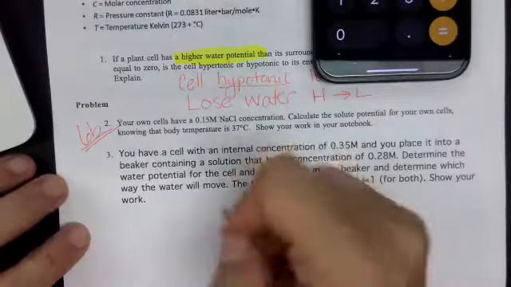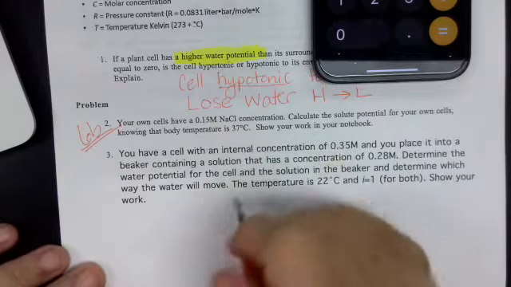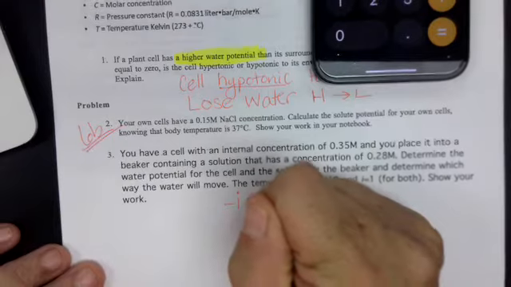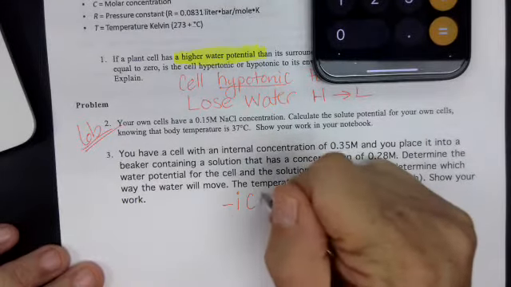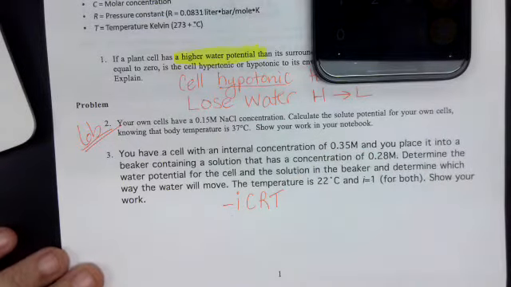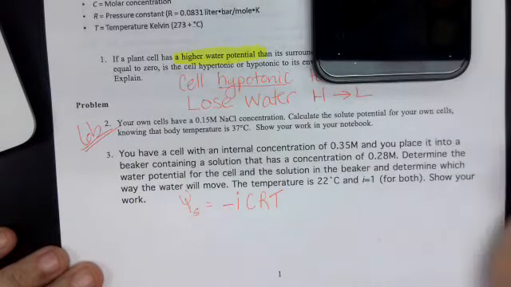And so again, to calculate the solute potential, we're going to use negative i for the ionization constant, C for the molar concentration, R for the pressure constant, and T for the temperature in degrees Kelvin. So that is all going to be equal to our solute potential.